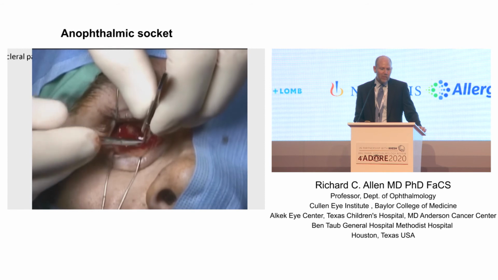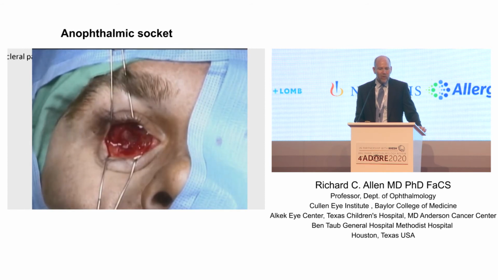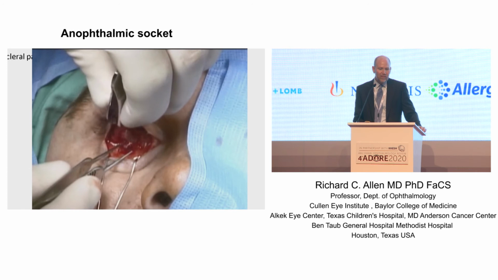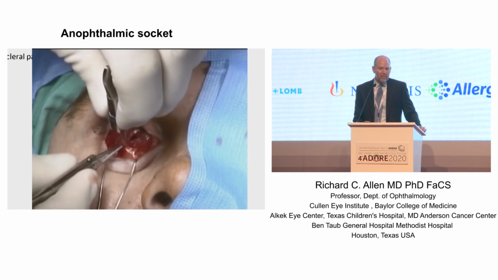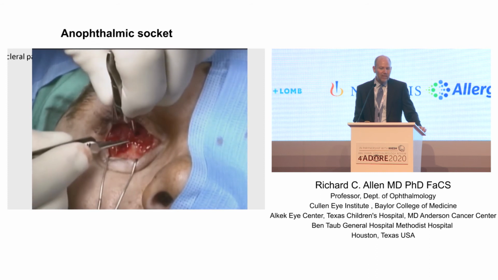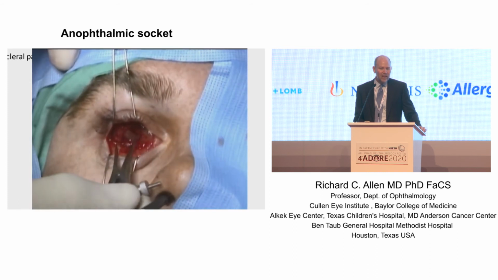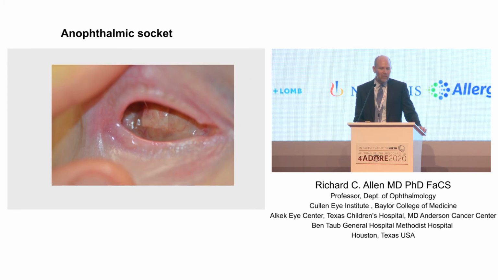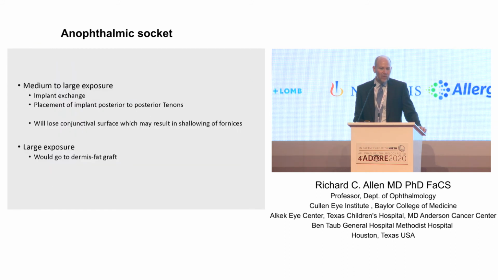And this is just an example of a scleral patch graft. I'm going to widely undermine along the surface of the implant and make sure that this can close without tension. And then I'm going to place a piece of sclera under that and then close both the Tenon's and the conjunctiva over that. This is basically what the socket looks like afterwards. For medium to large exposures, you probably exchange the implant, or you can place the implant posterior to posterior Tenon's on the new one. But again, you may lose some conjunctival surface, which will result in shallowing of the fornices.